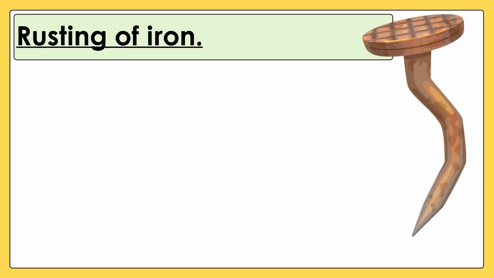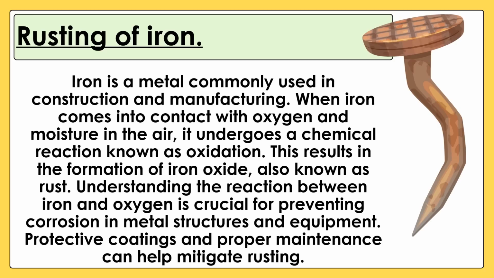Let's have these examples. Rusting of iron. Iron is a metal commonly used in construction and manufacturing. When iron comes into contact with oxygen and moisture in the air, it undergoes a chemical reaction known as oxidation. This results in the formation of iron oxide, also known as rust.